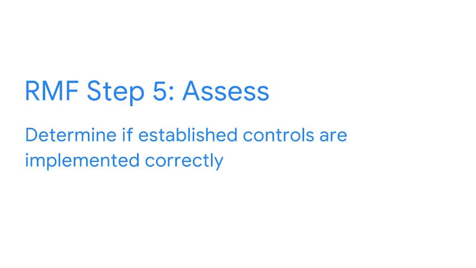Step five is assess. Assess means to determine if established controls are implemented correctly. An organization always wants to operate as efficiently as possible. So it's essential to take the time to analyze whether the implemented protocols, procedures, and controls that are in place are meeting organizational needs. During this step, analysts identify potential weaknesses and determine whether the organization's tools, procedures, controls, and protocols should be changed to better manage potential risks.